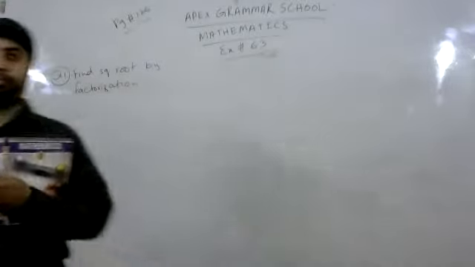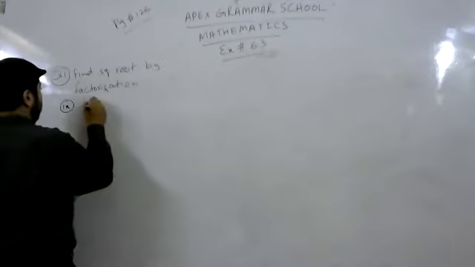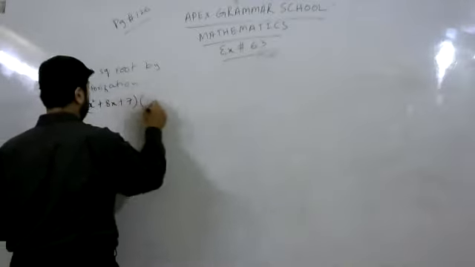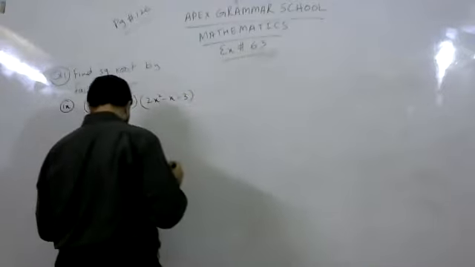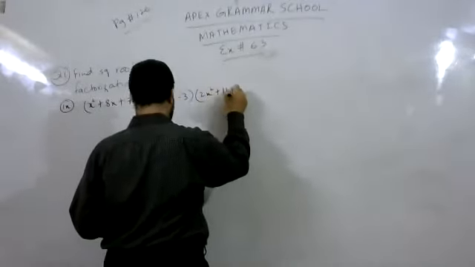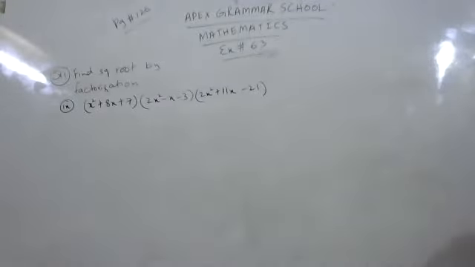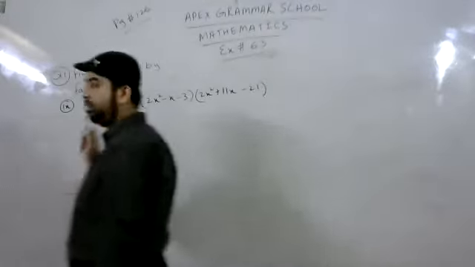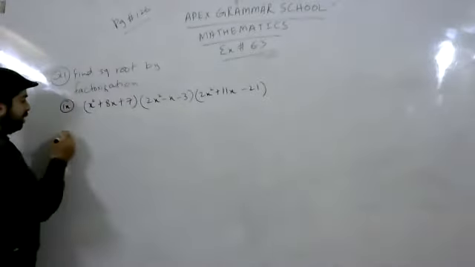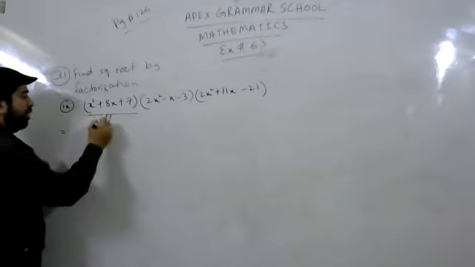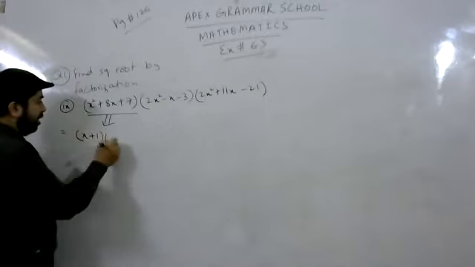Part number 9 is again x square plus 8x plus 7, 2x square minus x minus 3, then 2x square plus 11x minus 21. Again, this is the same question. We need to do middle term breaking of this, this, and this. I have already done the factorization of x square plus 8x plus 7. After its factorization, it is left with x plus 1 and x plus 7.